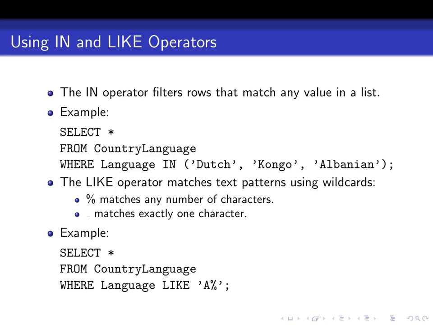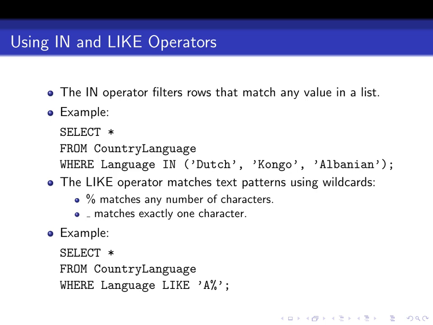The in operator allows you to filter rows that match any value in a specified list. This is great for narrowing down results to only the ones you need. The like operator, on the other hand, uses patterns to find matches. It can match text strings based on wildcard characters, making it a powerful tool for searching when exact matches aren't feasible.